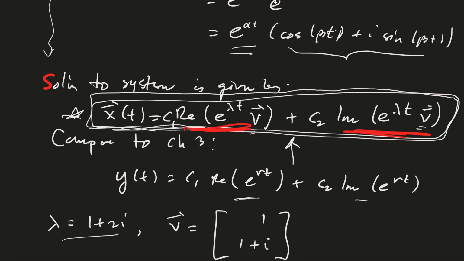Okay, so it's almost 10 minutes. I'm going to stop it here, and then we'll look at a specific example from start to finish from the matrix instead of just from the eigenvalue and eigenvector. See you then.